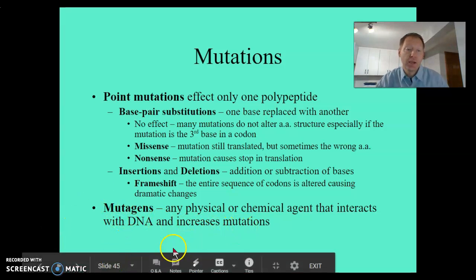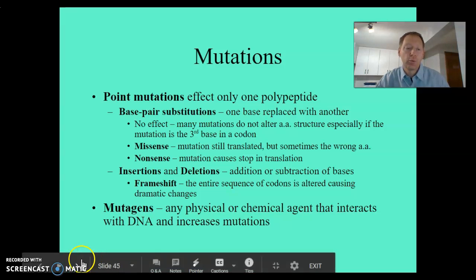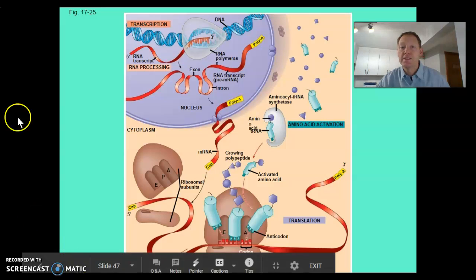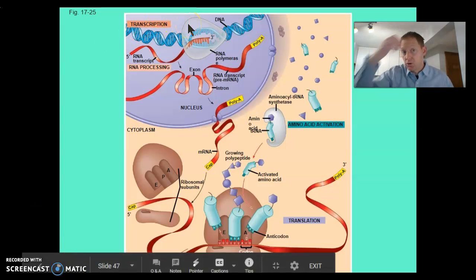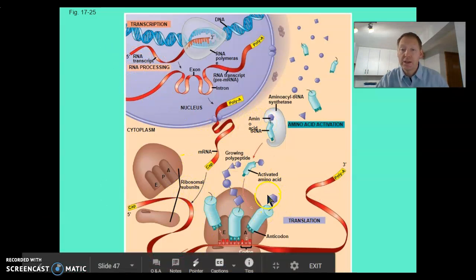Anything that causes mutations is a mutagen, and a lot of times some of our cancer-causing things are caused by mutagens or the inability to proofread our DNA, so causing more mutations. So here's some examples, but I think this is well covered in the POGL, so I'm not going to go through that. And this is a nice summary of everything here, showing you everything from transcription to RNA processing to the translation here. So this is a good one to look over and check out.